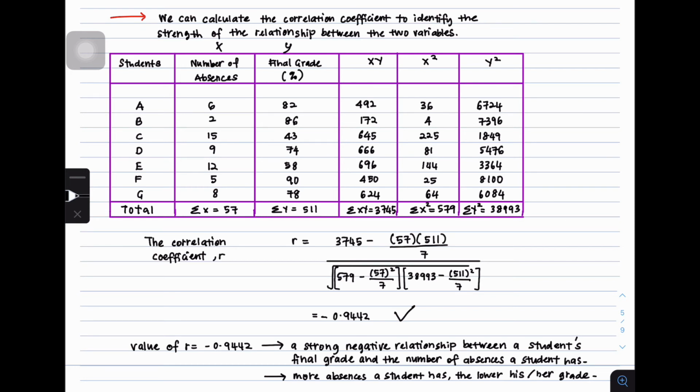Okay, ingat tadi R lies in between the value of negative 1 to 1. Okay, so kalau the value of R is in between 0 to negative 0.5, you have weak. Between negative 0.5 to negative 0.8, you have moderate. Between negative 0.8 to negative 1, you have strong. And if you have exactly negative 1, you will have the perfect negative relationship. So now the value is negative 0.9442, so means that you have strong negative relationship.